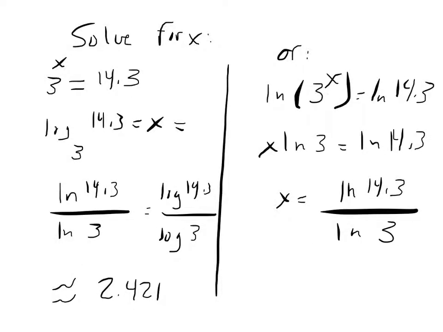So one specific example, suppose I want to solve for x. 3 to the x equals 14.3. To solve for x, I'm done in one step. Definition of a logarithm. Base, exponent, output: log base 3 of 14.3 equals x. I'm done. Now my change of base formula, if you're trying to find a pattern for it, is I can go top to bottom, and it's the natural log of 14.3 over the natural log of 3, or the log of 14.3 over the log of 3, and that is about 2.421 when I plug this into my calculator.